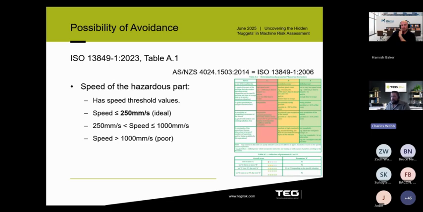And you'll see I've bolded the 250 millimeters a second for speed because you'll see that reappear quite a bit. But 250 millimeters a second is really good as a starting point to say a hazard is avoidable, but not always. You'll see that as you carry on with the webinar.